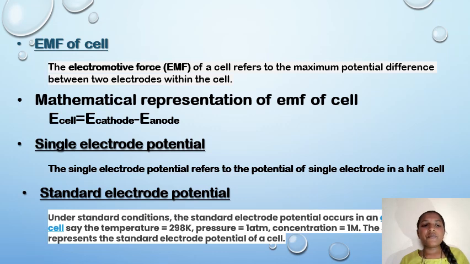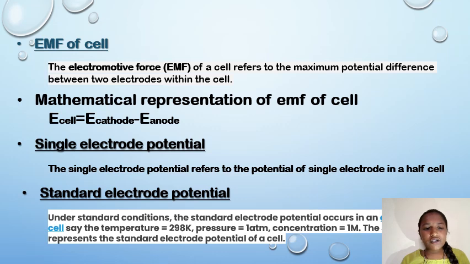EMF of a cell. The full form of EMF is electromotive force. The electromotive force refers to the maximum potential difference between two electrodes like anode and cathode inside the cell. The mathematical representation of EMF is E cell is equal to E cathode minus E anode.